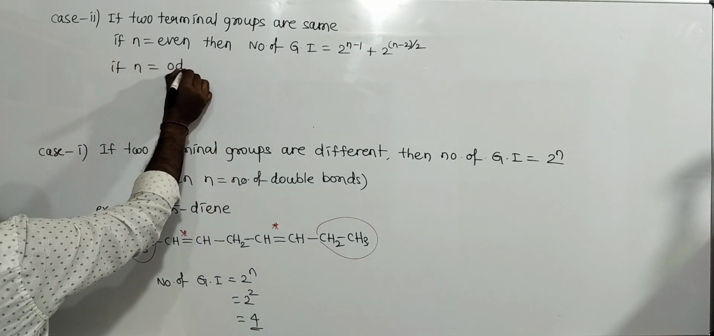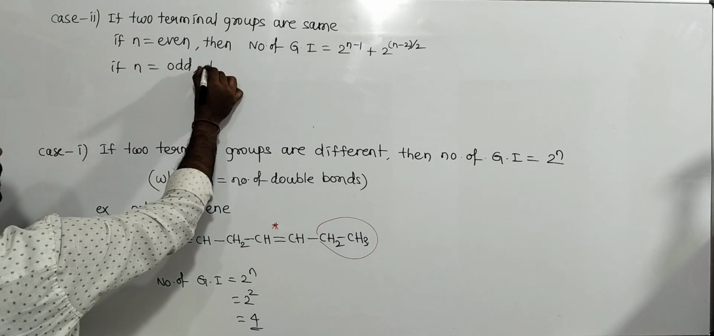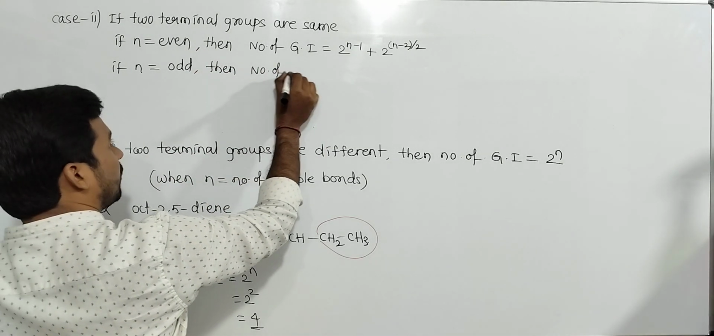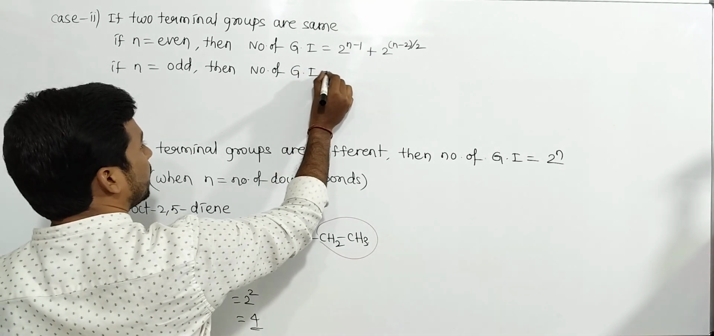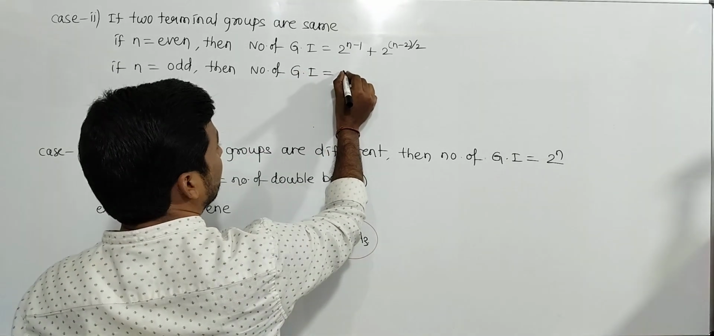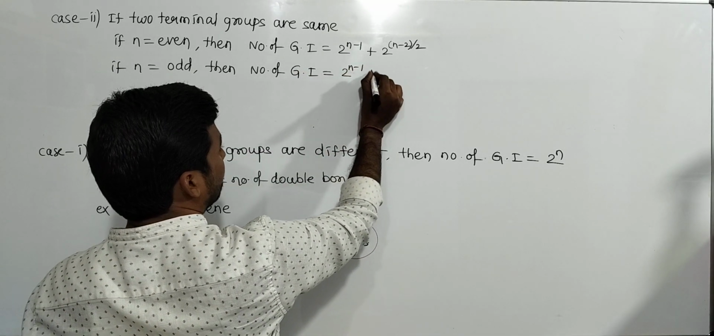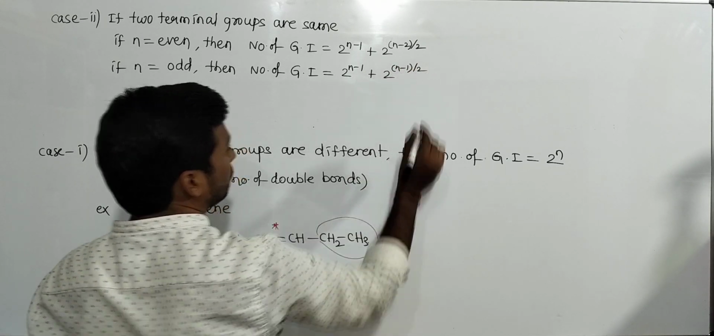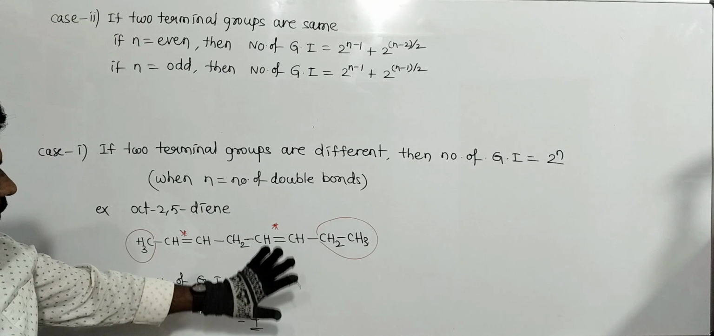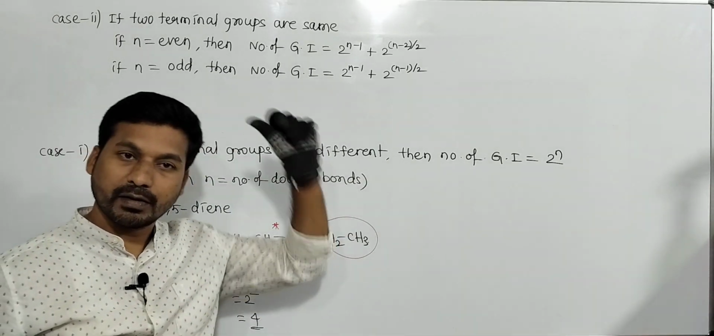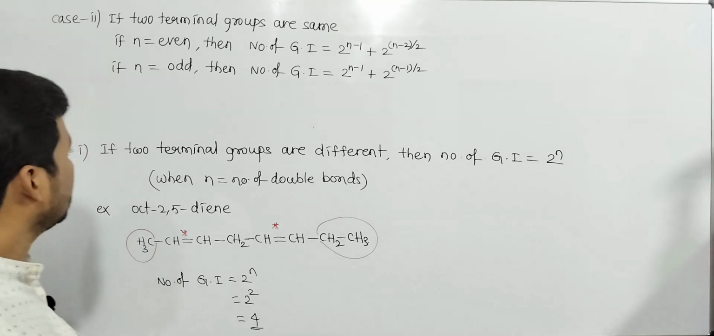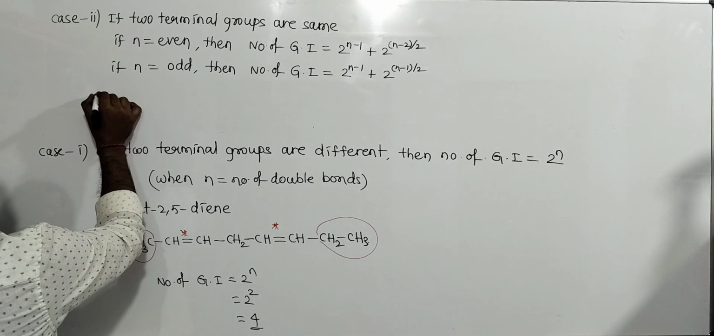If n is odd, then the number of geometrical isomers is equal to 2 power n minus 1 plus 2 power n minus 1, whole by 2. These are formulas which are used to calculate the number of geometrical isomers whenever an alkene contains more than one double bond. Here see one example.